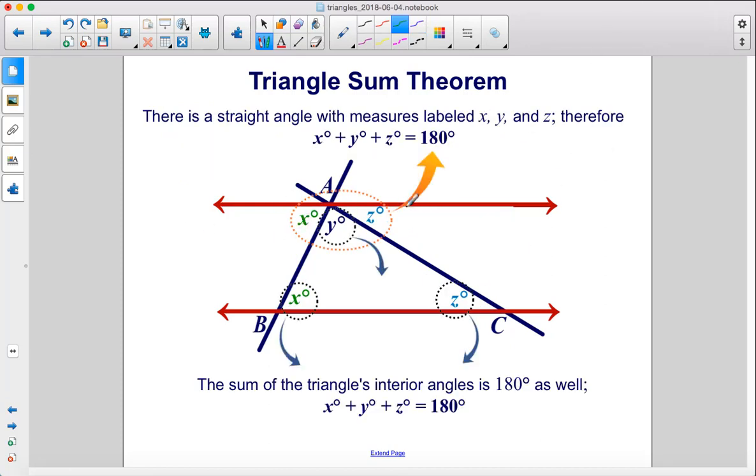There's a straight angle here, this line here, with measures labeled X, Y, and Z. So these three angles must add up to 180 degrees. Therefore, the sum of the triangle's interior angles, X, Y, and Z, must add up to 180 degrees as well.